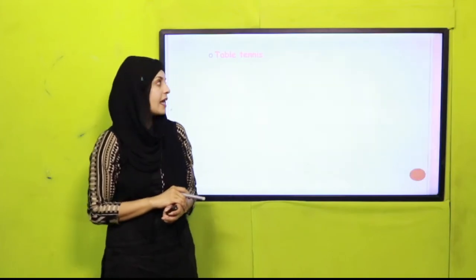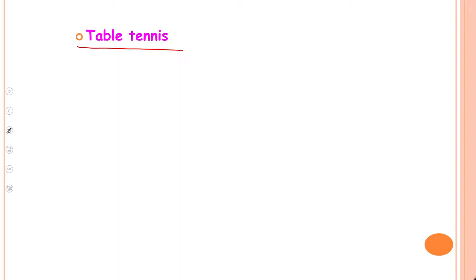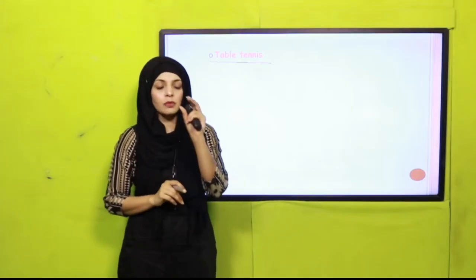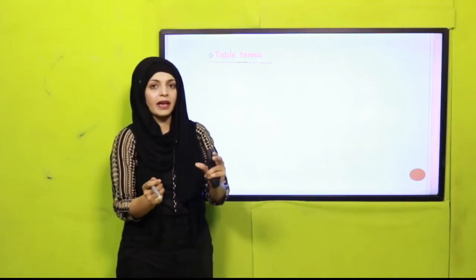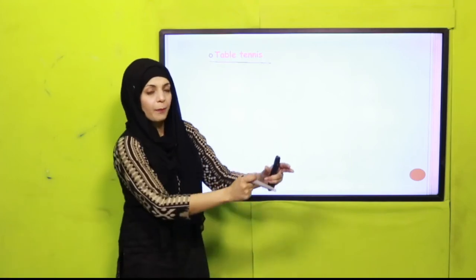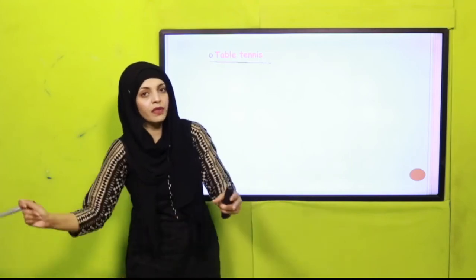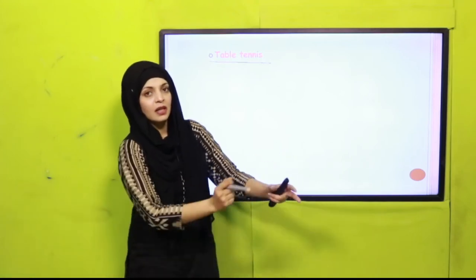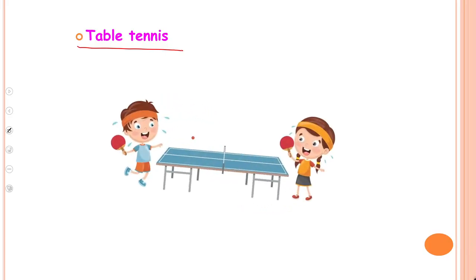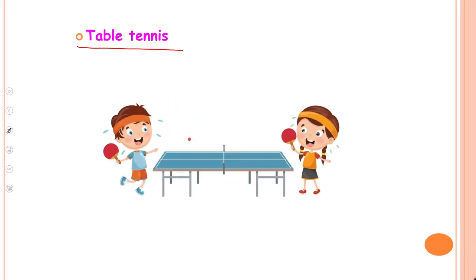Next, table tennis. How do we play table tennis? There's a small ball. There are small rackets and we have to hit the ball with the racket. Do the action. Very nice. This is how we play table tennis.